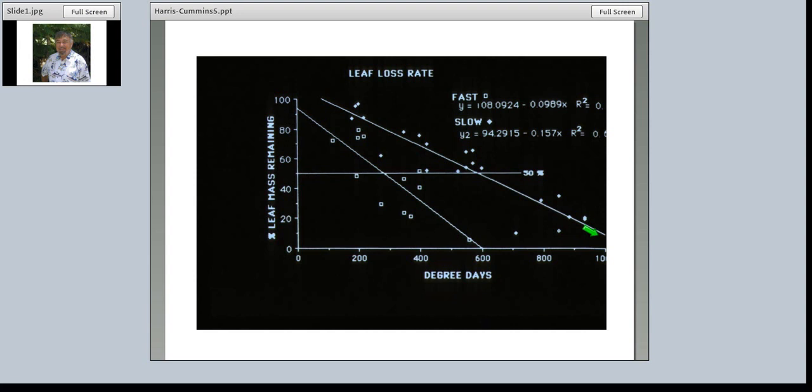So if you know the median temperature for the day, can add up to degree days, and you know the leaf species, then you can be a very good, very accurate predictor of how fast that material is being utilized in the stream ecosystem.